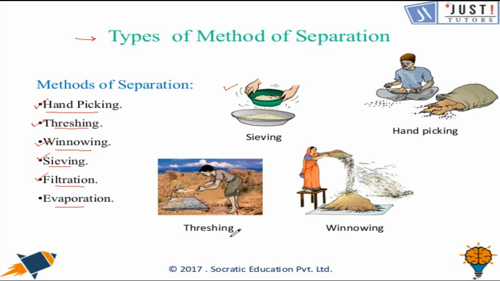Next is evaporation. The process of conversion of water into vapor by heating it to its boiling point is called evaporation. Salt can be easily obtained from salty water by this process of evaporation. So these are different methods. Now on the next slide we are going to discuss the filtration method of separation in detail.